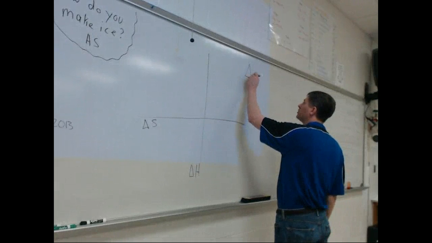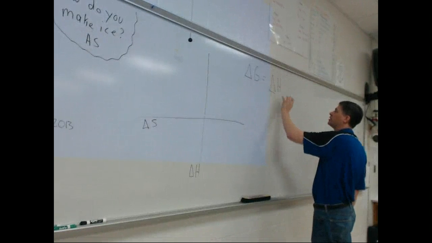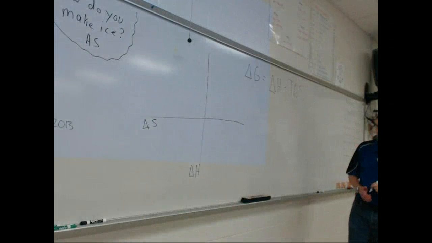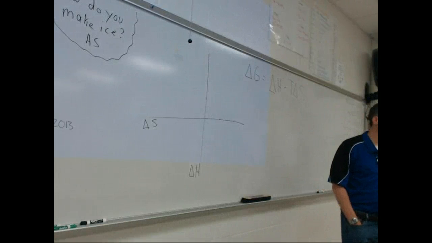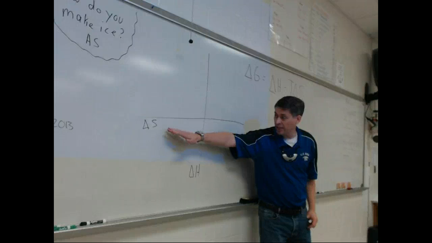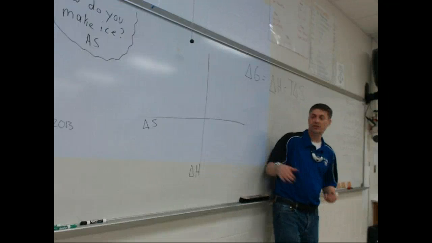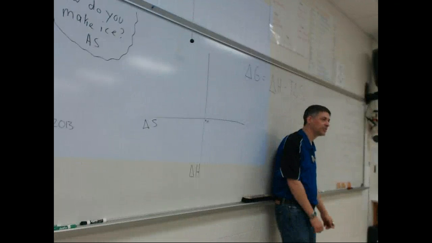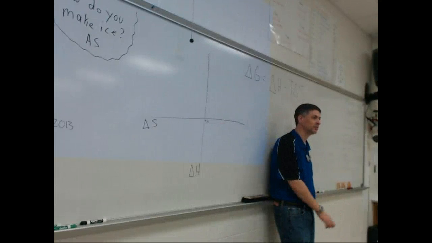What was our little equation? Delta G equals delta H minus T delta S. So we've got delta S on the x-axis, delta H on the y-axis. Here we'll have 0, 0. Is that how you do it in math class? Yeah, they're both 0 here. Okay, cool.